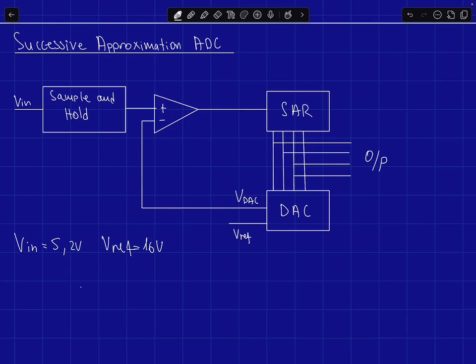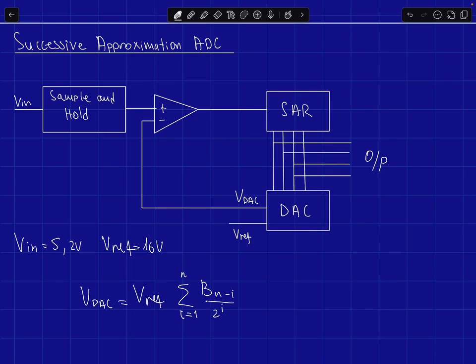Let's say we have a 4-bit ADC, like in the design, and our Vin is 5.2 volts, and our Vref is 16 volts. Now, we'll talk about DACs, which stands for digital to analog converters, in another video, but a formula that describes every DAC is the following. VDAC equals Vref times the sum. You might see this formula in textbooks, but I promise, even if it looks scary, it's nothing complicated.